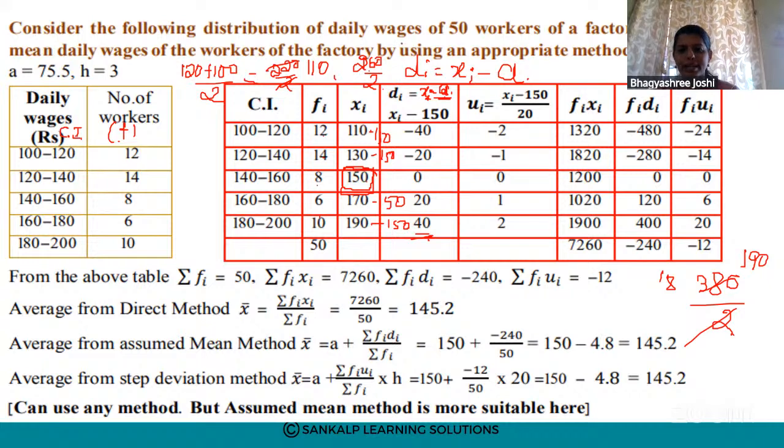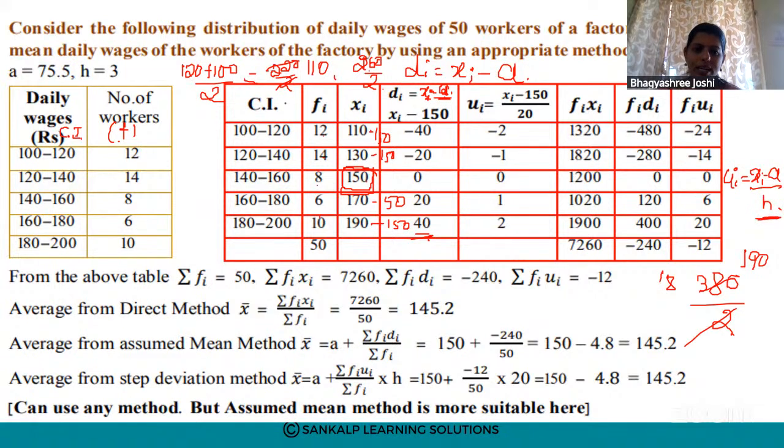Di can be calculated by Xi minus A. Remember. Next, we'll calculate Ui. Ui can be calculated by Xi minus A divided by h. So already you have calculated here, right? Xi minus A divided by h. h is the class size. So remember, ui is equal to Xi minus A divided by h.